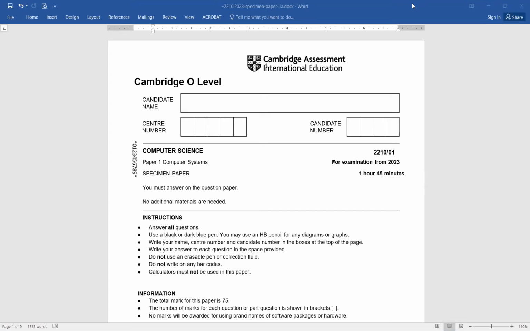How are you, children? Okay, today we are going to attempt paper 1 computer system specimen paper, and this will help you a lot in preparing for your exam. The first thing is paper 1 is computer systems.